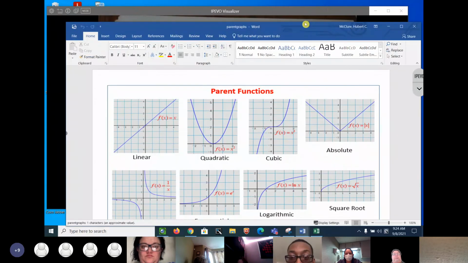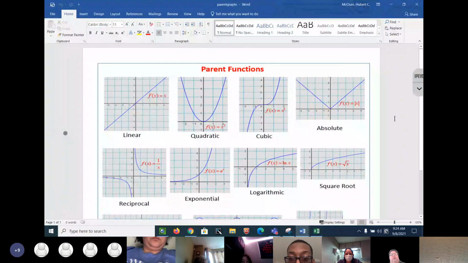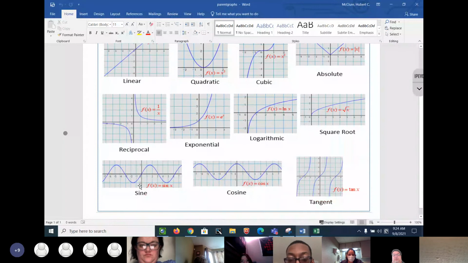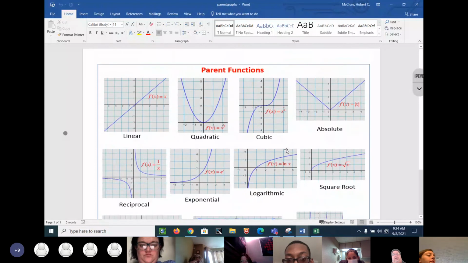Now, you need to learn these parent graphs. You need to learn what they look like, where the origin is, or where they cross the X and Y axis. These are your basic models. I'm not worried about the sine or the cosine or the tangent. You can leave those off. But I'm going to ask you to add 2 or 3 later on. These are the 8 parent graphs. Will you be tested on this? Yes.